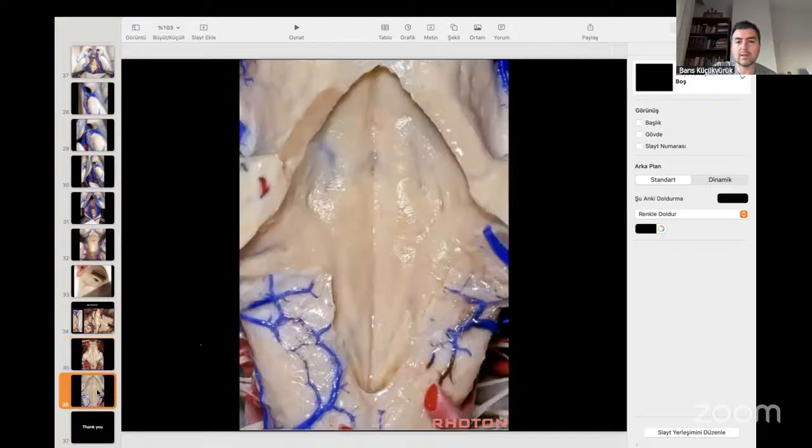And when we look a little bit in more detail, we have this quadrangular shape floor of the fourth ventricle. Again, these are the cerebellar peduncles, and just beneath them, there are lateral recesses on both sides of the fourth ventricle. From superior to inferior, there are several structures. First, I want to mention the median sulcus along the fourth ventricle.